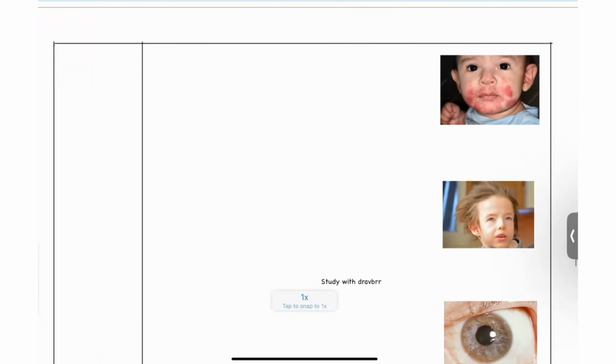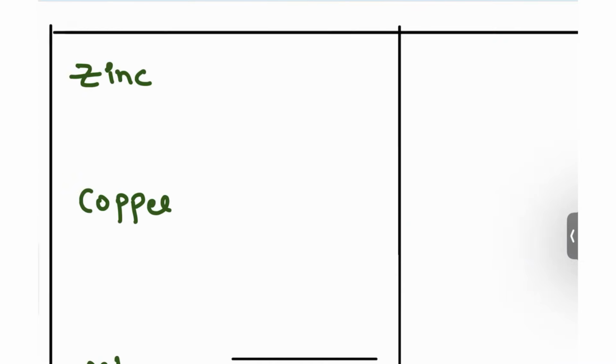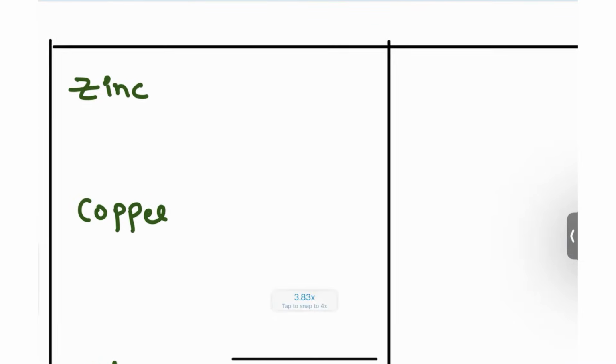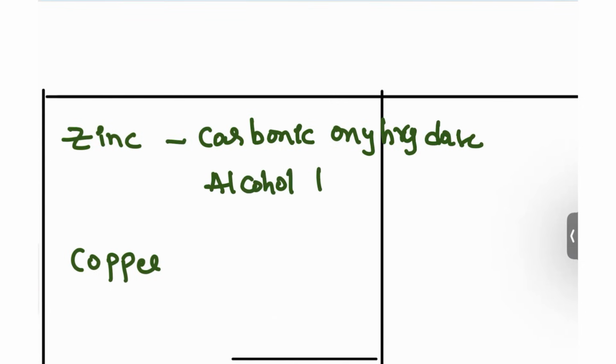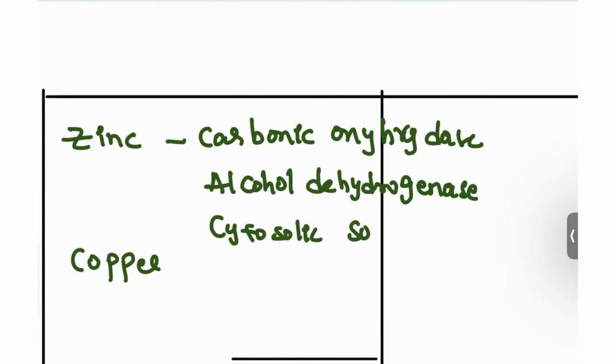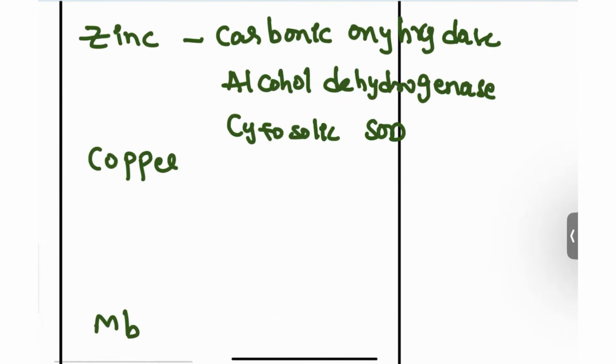Next, the last topic that we are going to discuss: minerals and their deficiency. Before that, we have to know about some of the important enzymes. Zinc is important for carbonic anhydrase, and also alcohol dehydrogenase and cytosolic SOD. These are associated with zinc.